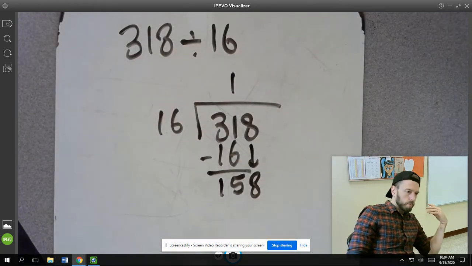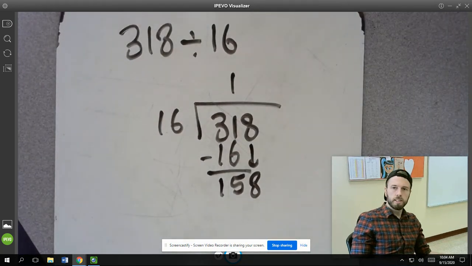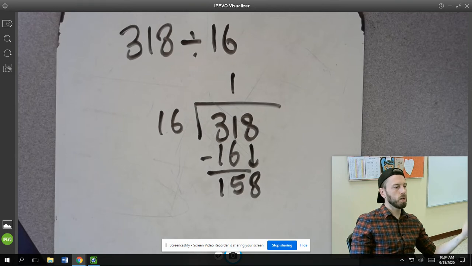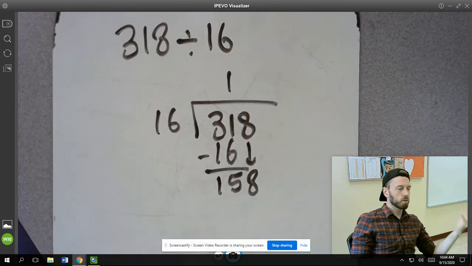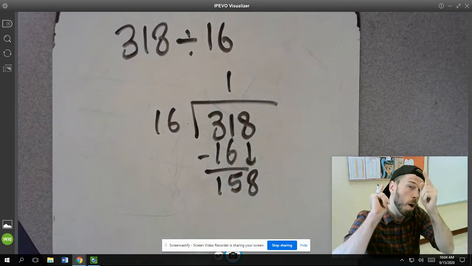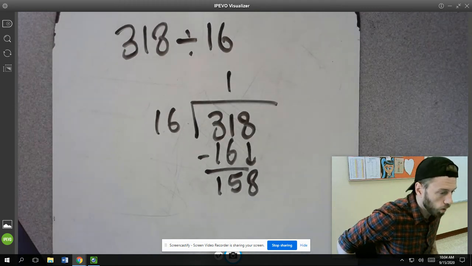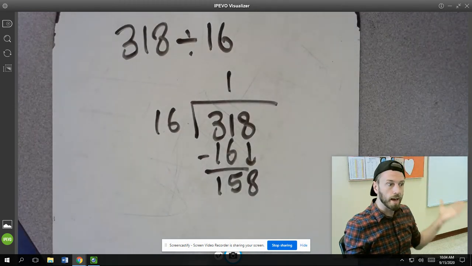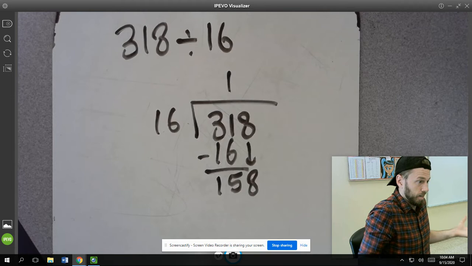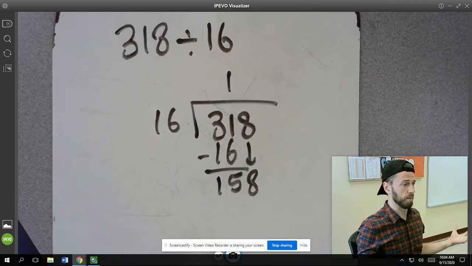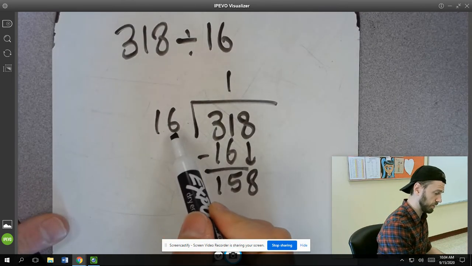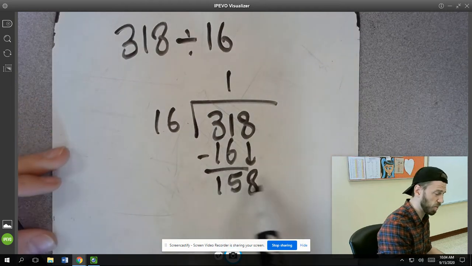Oh, crap. Okay. I don't freaking know my 16's facts. How the heck am I supposed to know how many times 16 goes into 158? I know just as much as you do on this one. So I'm going to have to literally guess. I know it's going to go in way more than 2 or 3 times, right? Because 16 times 2 is like 32. It's going to go in a lot.